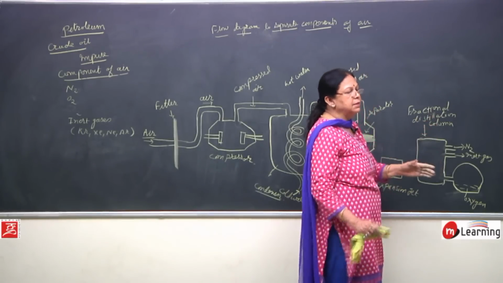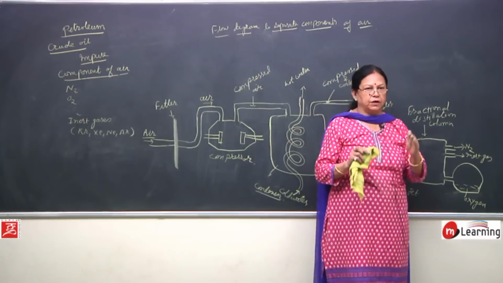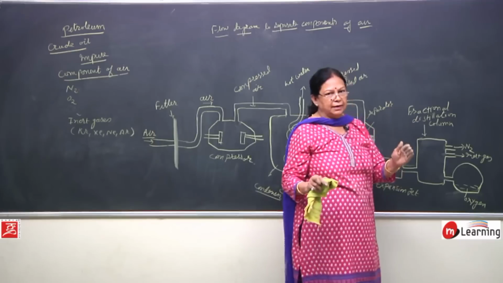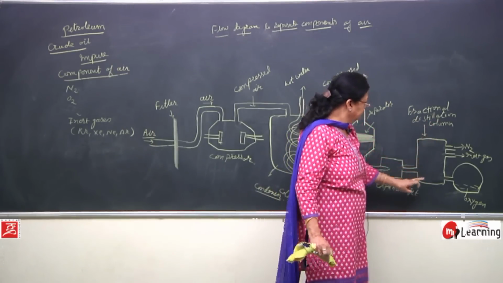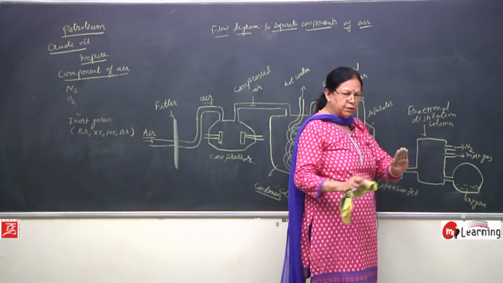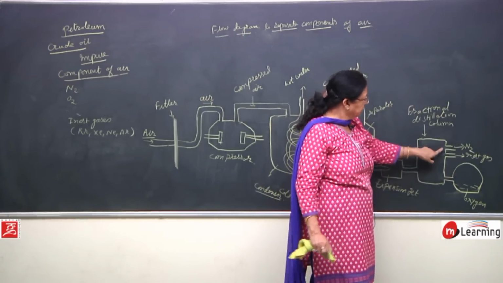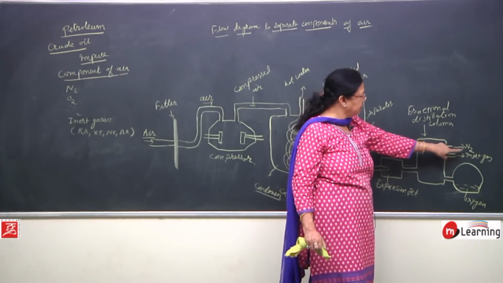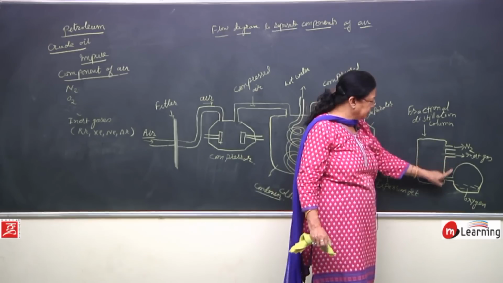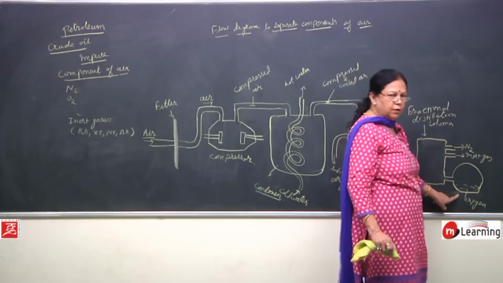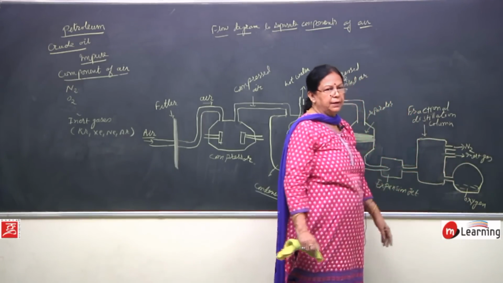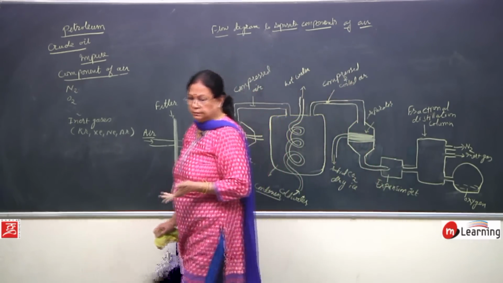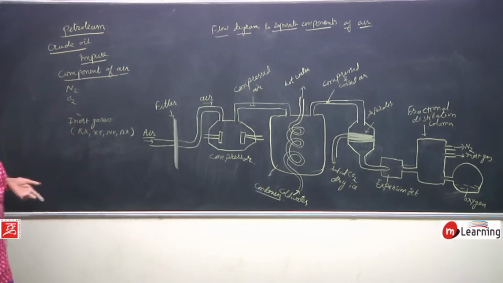In the expansion jet, that air expands, and then it is introduced into the fractional distillation column. Fractional distillation column means the different fractions or different parts of air will get separated. They get separated according to their boiling points. Here on the uppermost part will come out nitrogen, then inert gases, and from here you will get oxygen in the form of liquid oxygen. So, in this way you can separate the different components of air by the fractional distillation method.